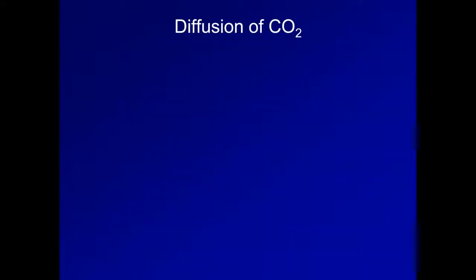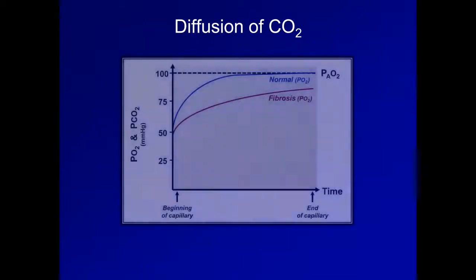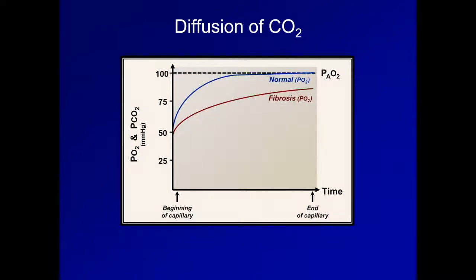You might be wondering how states of impaired diffusion impact carbon dioxide. For comparison, here is our graph for partial pressure of oxygen under normal conditions. Here is PACO2, which would determine the pressure gradient driving the diffusion of carbon dioxide. And here are the curves for the partial pressure of CO2 in the capillaries, as seen both in normal lungs, as well as in fibrosis.